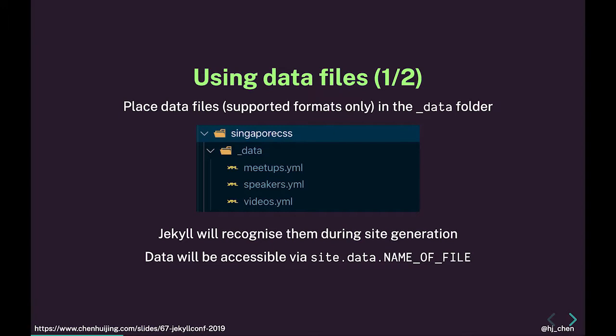So let's go through some very basic data file basics in Jekyll. To use them, you'd place the data files you'd like Jekyll to access in an underscore data folder on the root of your project. Jekyll will then parse this data during the site generation process, and the data in those files can be accessed in your templates with the syntax site.data. Whatever you named your data file.